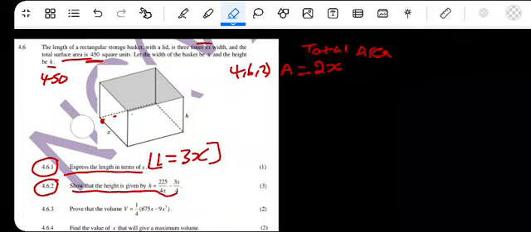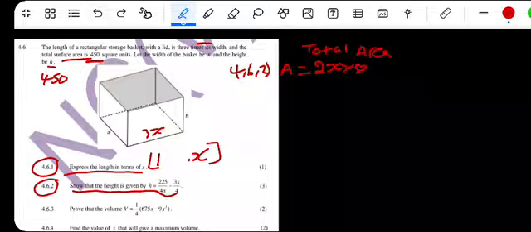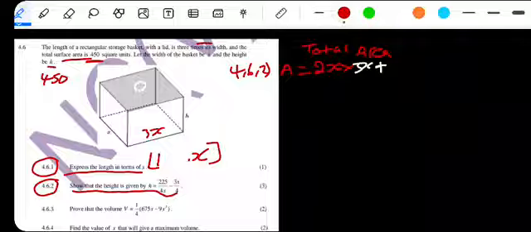Since they are the same, guys, you must know what you're supposed to do. We have 2 of them, so we have the same area multiplied by 2. The base area is x times 3x, so 2 multiplied by 3x multiplied by x. Plus, I'm done with the top and the bottom.